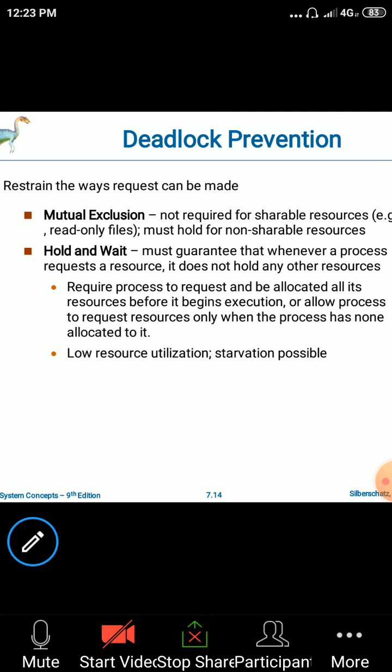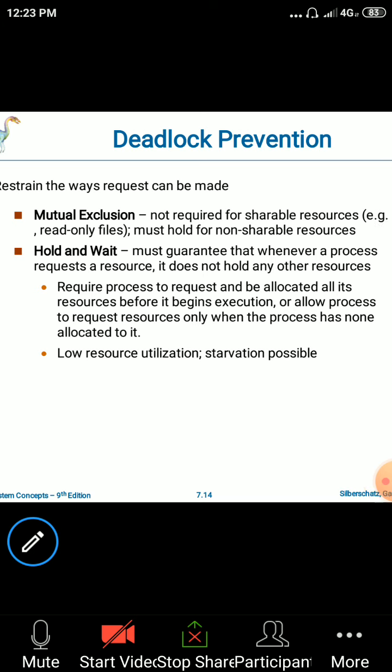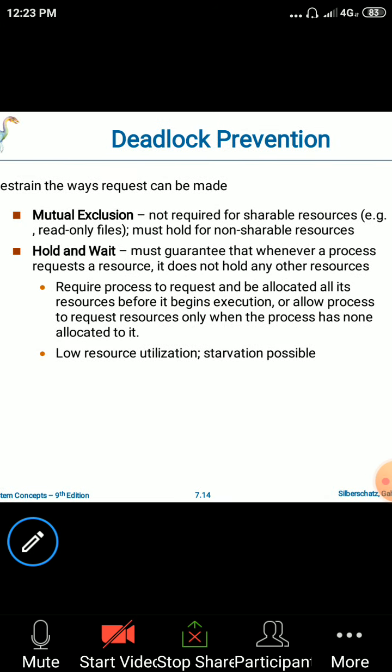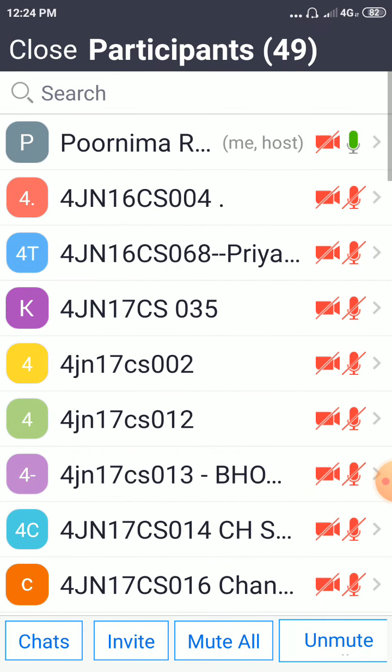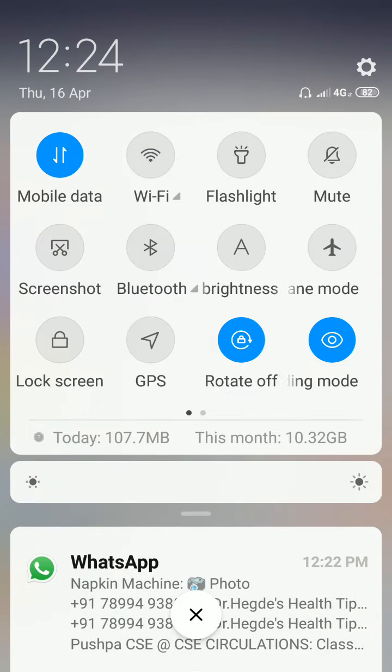Whenever we make the files shareable, we can make the files readable only, meaning all the processes can read the files. Because we are making these files read-only, all the processes can make use of them, and then we can avoid mutual exclusion, right? So that is the case.